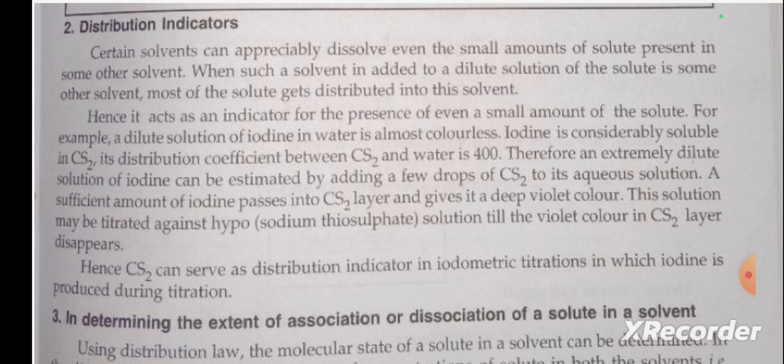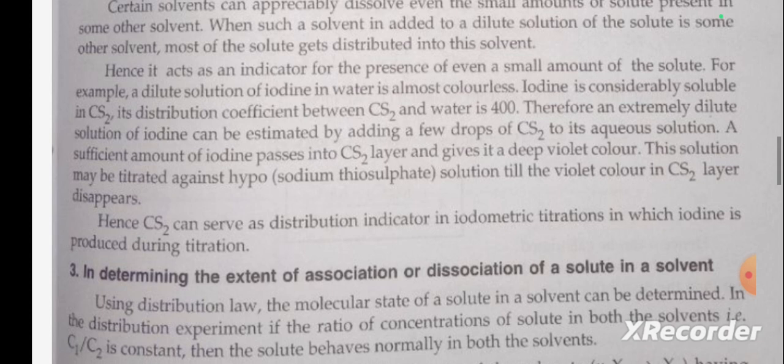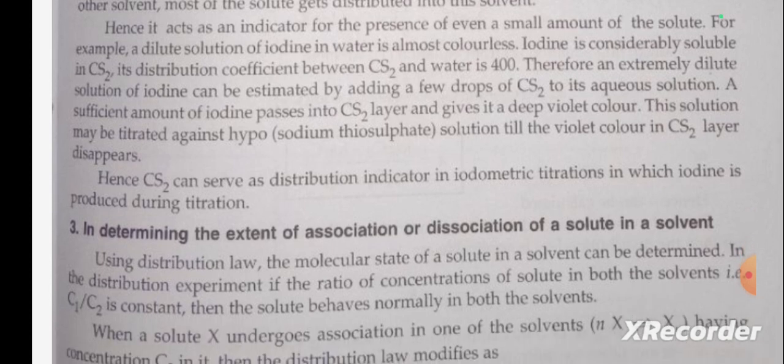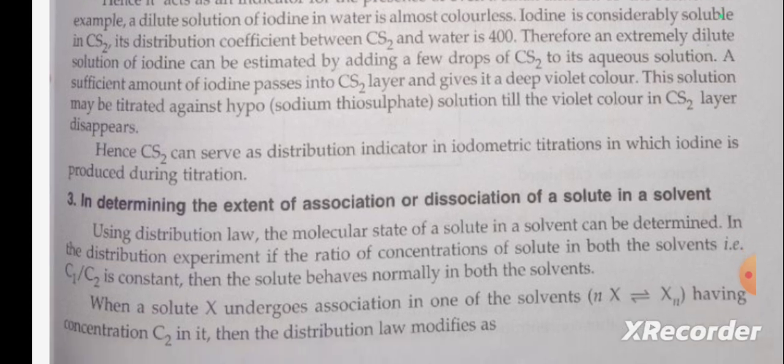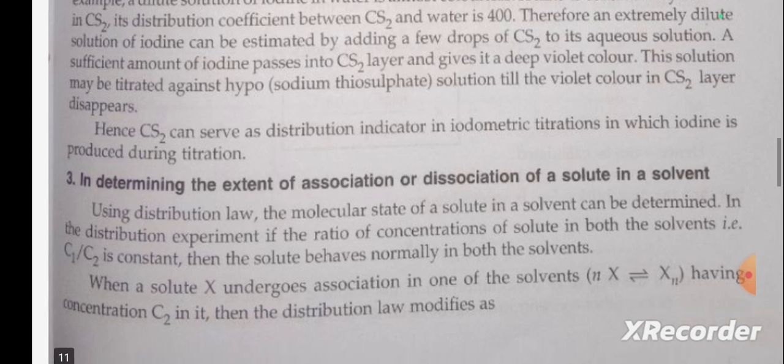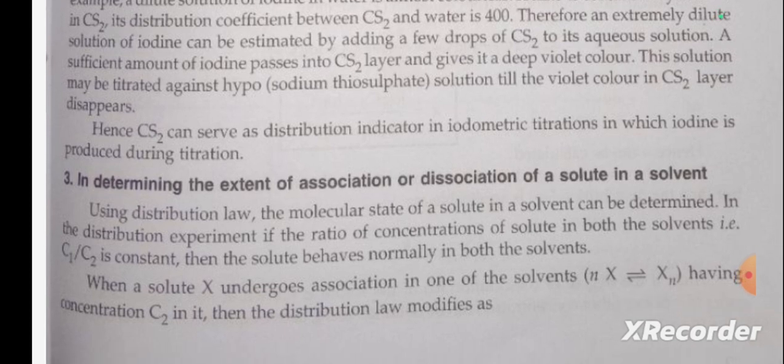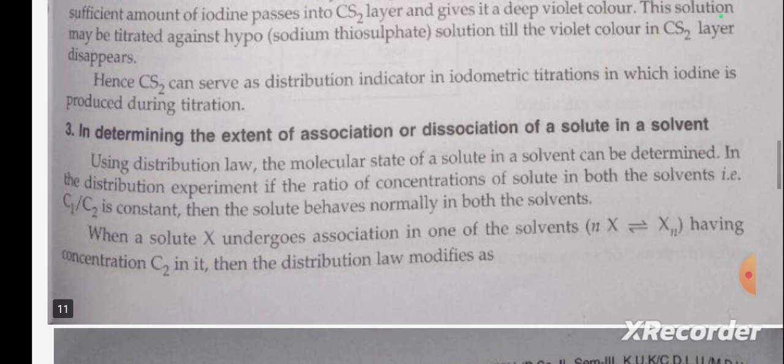For example, a dilute solution of iodine in water is almost colorless. Iodine is considerably soluble in CS2. The distribution coefficient between CS2 and water is 400. Therefore, an extremely dilute solution of iodine can be estimated by adding a few drops of CS2 to its aqueous solution. A sufficient amount of iodine passes into the CS2 layer and gives it a deep violet color. This solution may be titrated against hypo solution till the violet color in the CS2 layer disappears. Hence, CS2 can serve as a distribution indicator in the iodometric titration in which iodine is produced during titration.